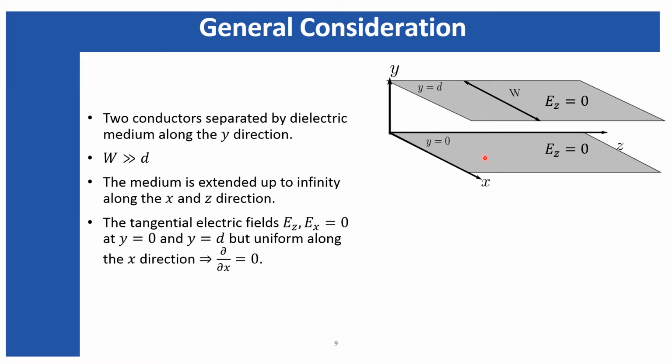Next is the electric field component. The components parallel to the top and bottom plates are going to be zero, because these top and bottom plates are made of conductors, and we know the electric field is always zero within the conductors. Therefore, from the boundary condition, the tangential component of the electric field is also going to be zero at the y equals 0 plane and the y equals d plane. So basically Ez and Ex, which are tangential to both of these plates, are going to be 0.